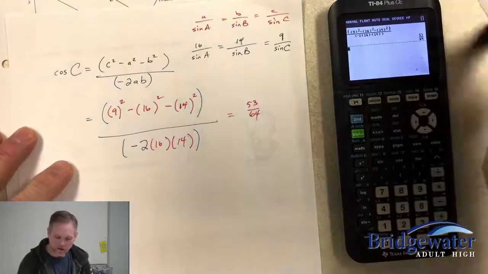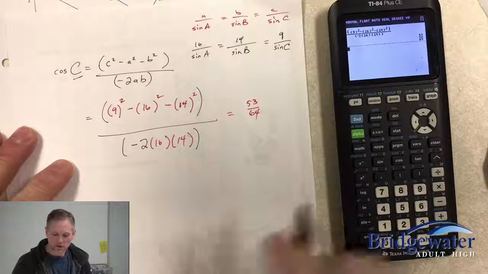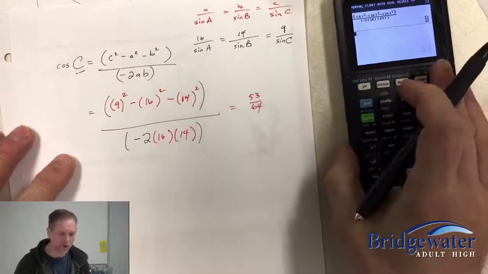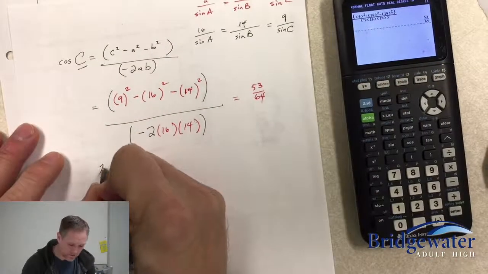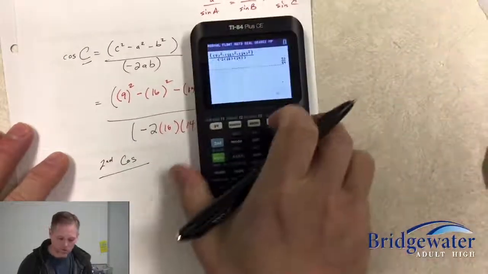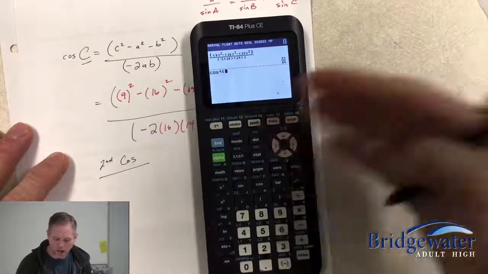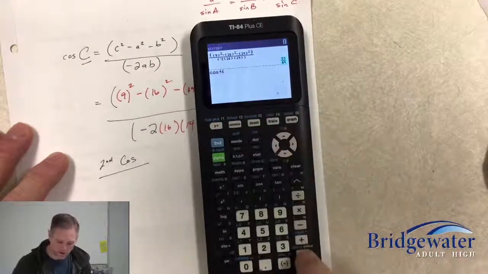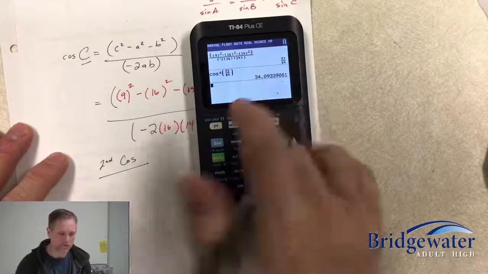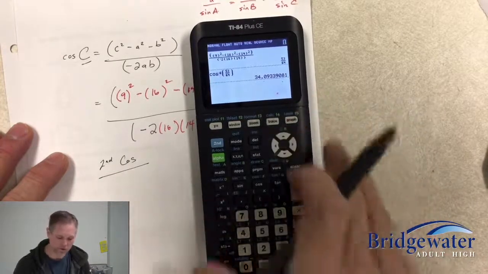That's not our final answer though, because we want C. We want the angle. They're saying this is cosine of C. We don't want that. We want to second function cosine the answer now. Same thing, second function cosine. Whether it's a fraction or a decimal doesn't really matter. I'm going to highlight that, close that bracket, and there's my final answer. That is capital C: 34.09 degrees.